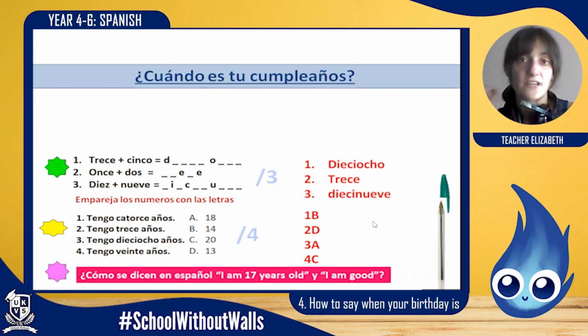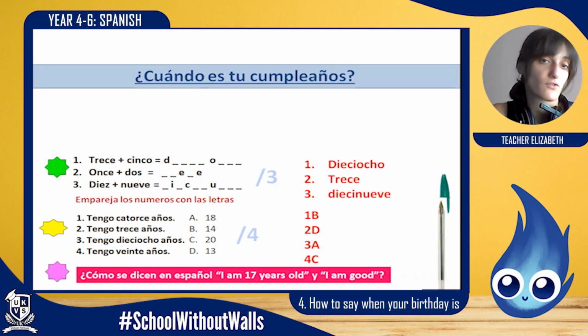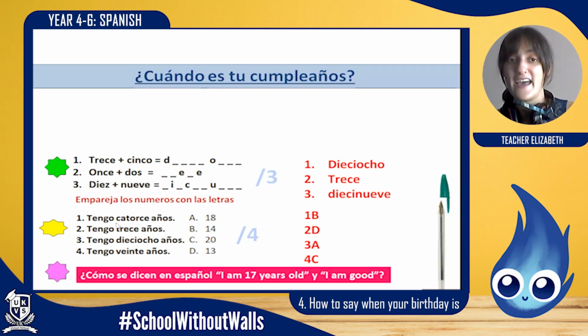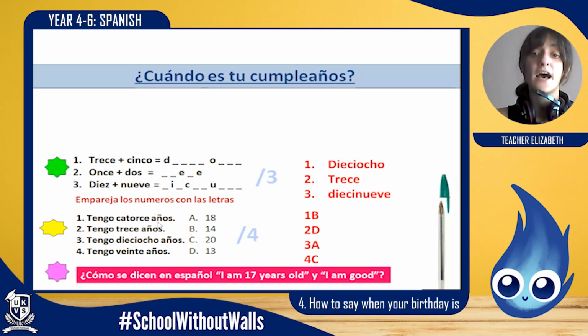And now the challenge of the day, ¿cómo se dice en español? I am 17 years old. So now that you know tengo, I have, then you got the number and then the years, años. So now that you know that, how would somebody say, I am 17 years old?